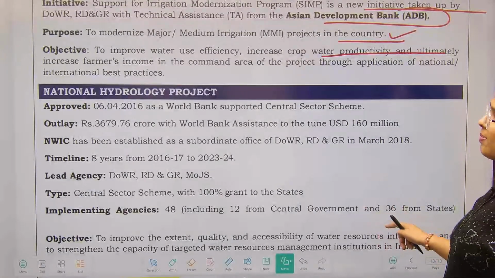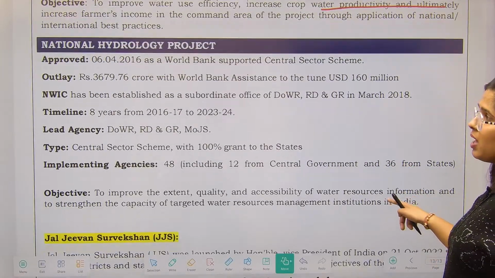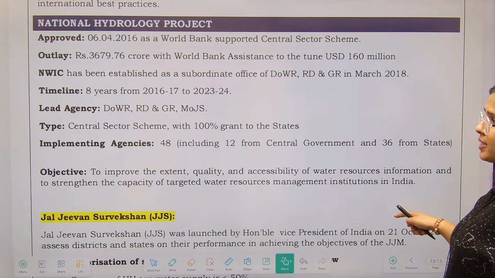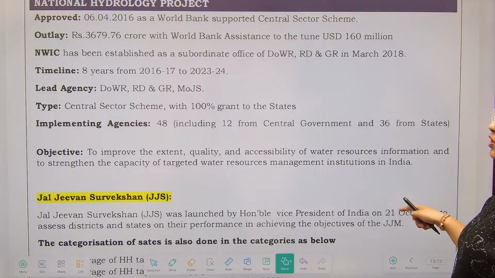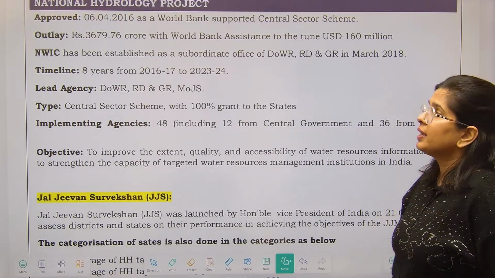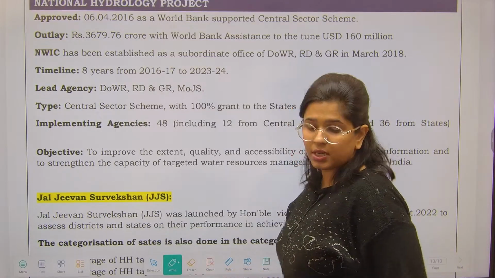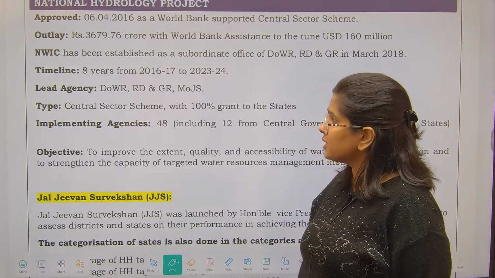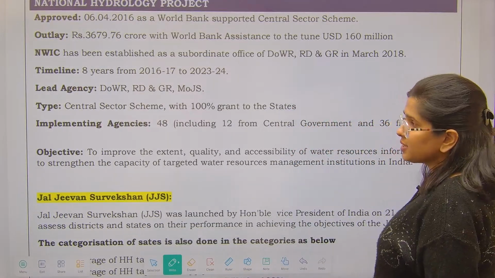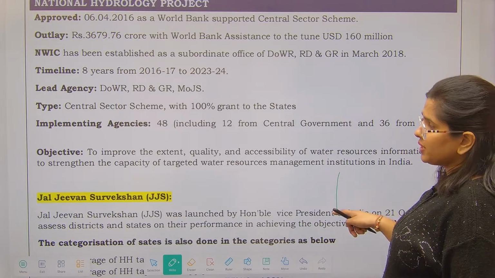Then lastly, we have the National Hydrology Project. It is again a World Bank supported central sector scheme. Outlay is there and the World Bank assistance is also there. The timeline was for 8 years, that is up to the year 2023. The implementing agency is the Department of Water Resources. Type is central sector scheme, implementing agencies are 48.